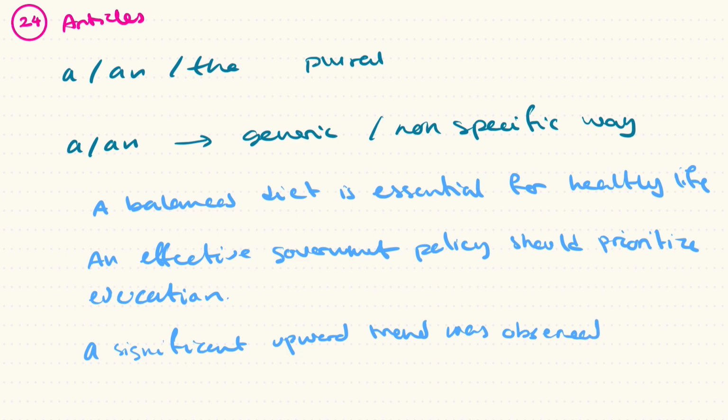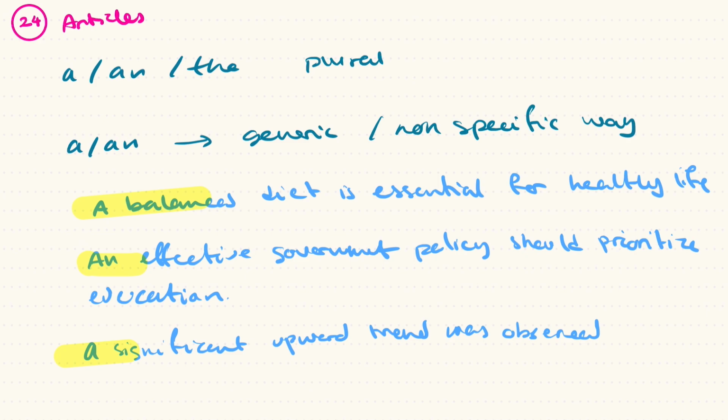In all of these cases, we don't want to talk about a specific balanced diet. We're just talking generally about a balanced diet. We're not talking about a specific government policy, just any government policy would do. And for describing the graph, a significant upward trend, you're not going into very detailed specifics in that sentence. So you can practice these for generic forms.